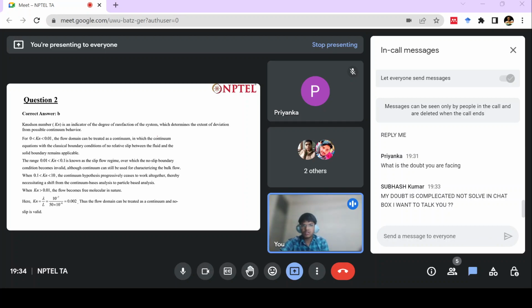All right. So this is the solution that is provided. Here it is saying this thing. So in this range, this is known as the slip flow region, in which the no slip condition becomes invalid, although continuum can still be used. So what we do is basically along the wall we define some slip velocity or something known as a slip length, which you may study in a later part of the course. So that is used to define the slip along the wall. Otherwise, no slip can be used if your Knudsen number is very small.